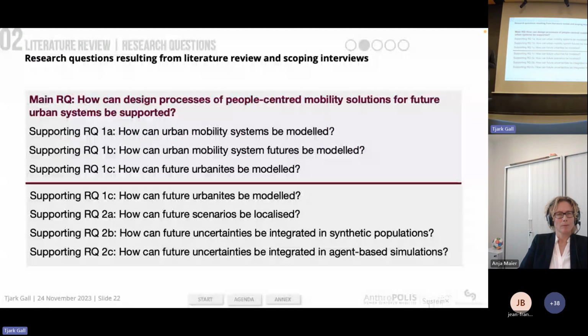This led us to one key research question and a couple of supporting questions. First of all, how can we design processes of people-centered mobility solutions for future urban systems? How can we support them? In order to respond to that, we looked at how we can model urban mobility systems, how we can model them in the future, and how we can model future urbanites as one of the elements thereof. Then we look at how future scenarios can be localized. So this is more on the methodological side. How can future uncertainties be integrated in synthetic populations, as one very particular contribution? And how can future uncertainties be integrated in simulations at large?